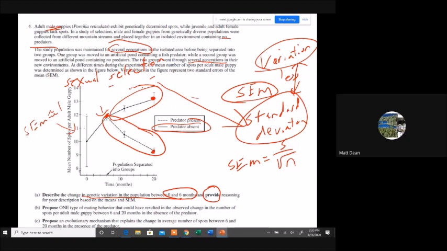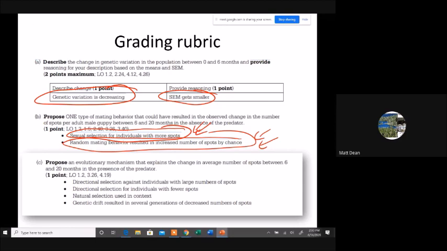What I just described is natural selection. So the mechanism they're looking for is natural selection, because the mean number of spots is dropping because males with lots of spots are essentially getting killed and they're not able to reproduce. So if we look at the grading rubric for that, natural selection in context, and directional selection is a kind of natural selection for individuals with fewer spots. They also mentioned genetic drift here, which is sort of saying it's random. I guess that could be the answer. That's not nearly as likely as one of these top three.